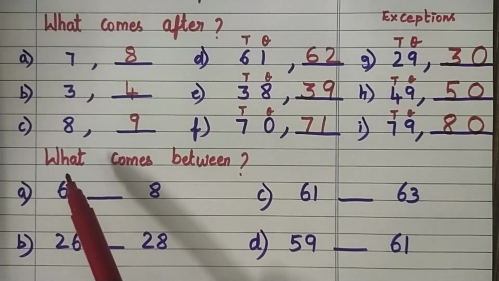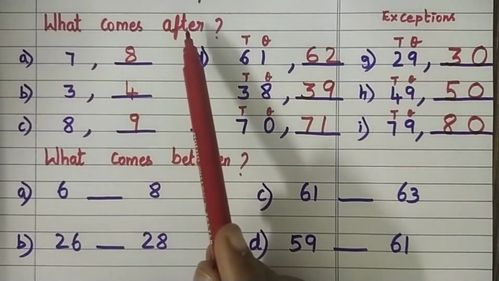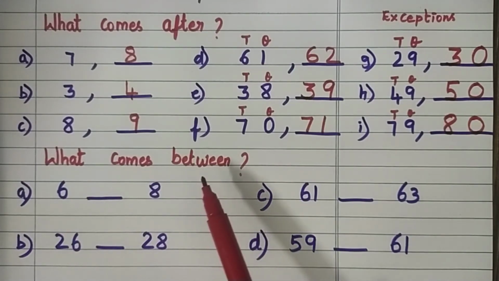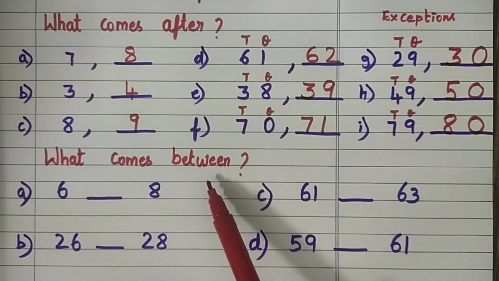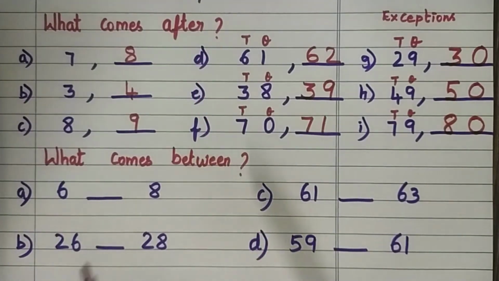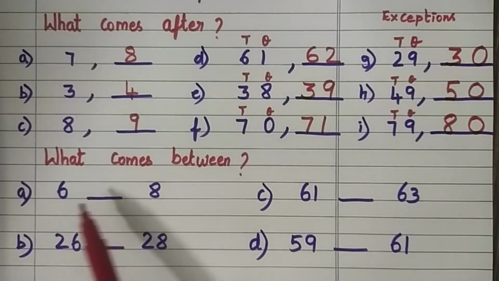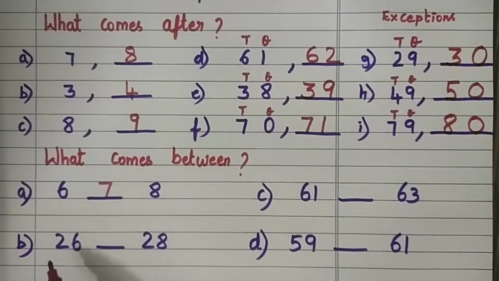Children, now we are going to learn what comes between. Children, whether it is what comes after or what comes between, both are similar only, children. The same rule that we have followed in what comes after should be followed in what comes between. Let us see the first example, children. What comes between 6 and 8, children? After 6, it's a 7. So write 7.